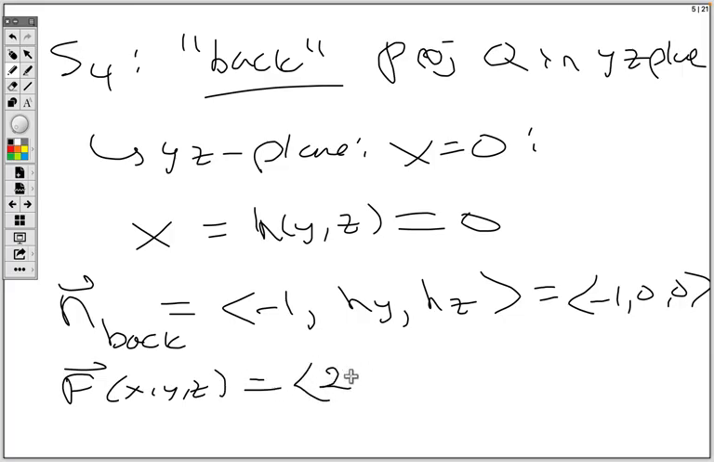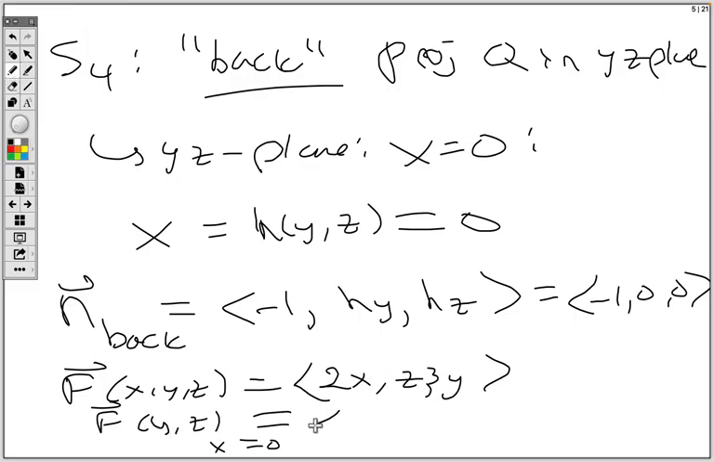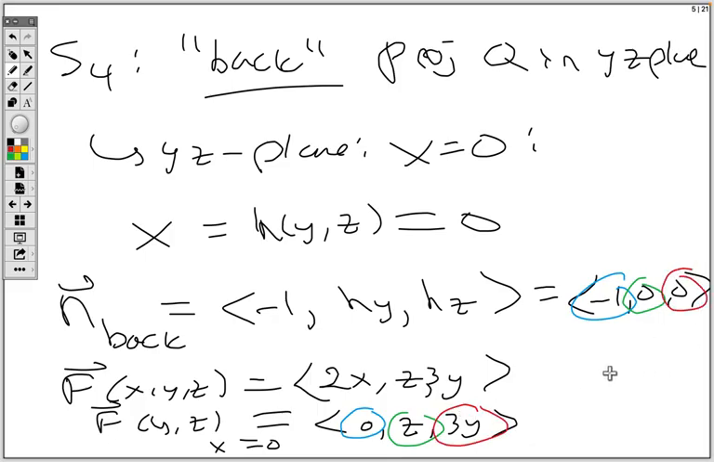Let's take a look at what our field is. So the field is 2x, z, 3y. But when x equals 0 in the yz plane, f of yz is what? So look what happens, folks. What happens when you take that dot product? Everything zeroes out. So f dot n back is identically 0.